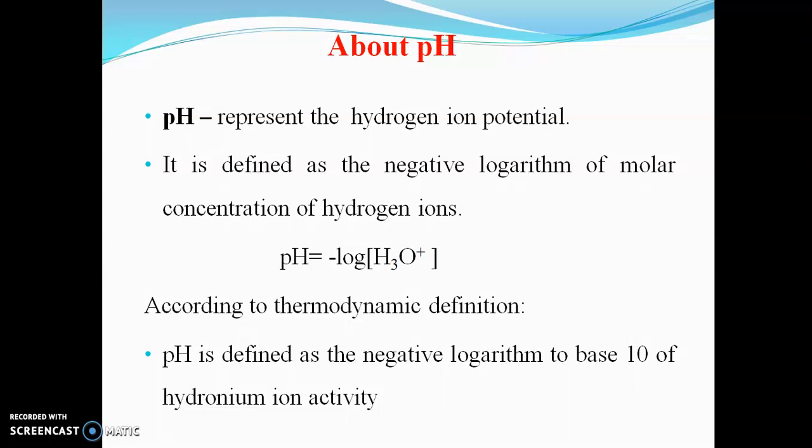The pH term was first used in 1909 by Sorensen. The P in pH denotes the potential, meaning power in Danish, and H stands for hydrogen, so H is written in a capital letter. According to thermodynamics, the pH is defined as the negative logarithm to the base 10 of hydrogen ion activity.